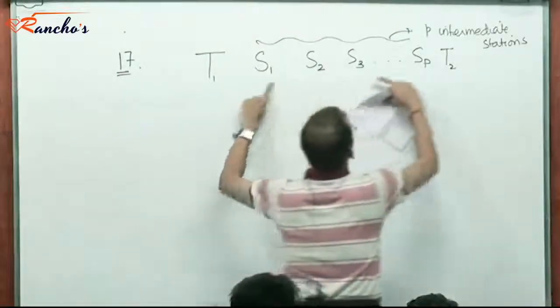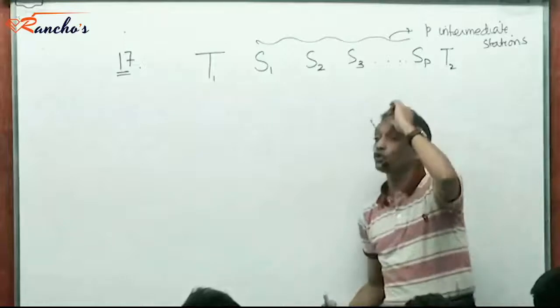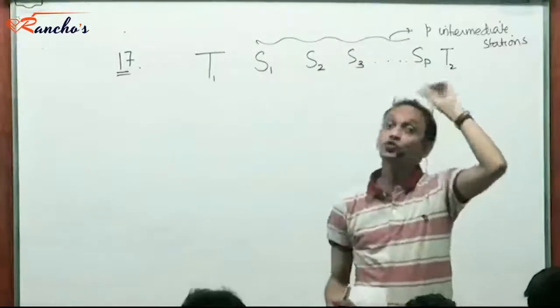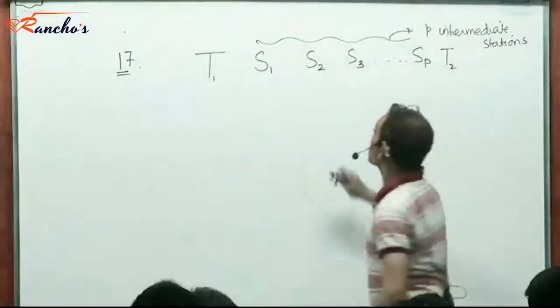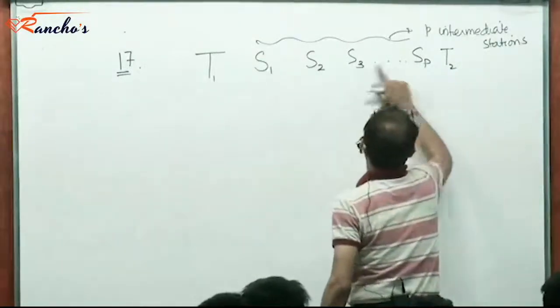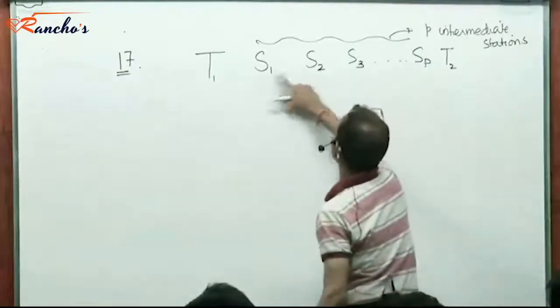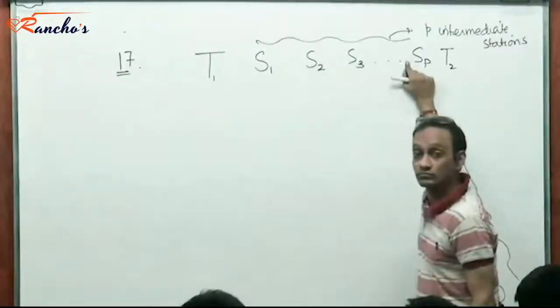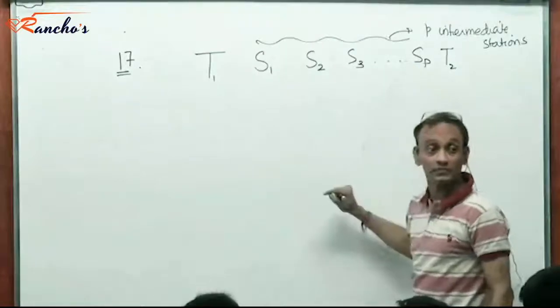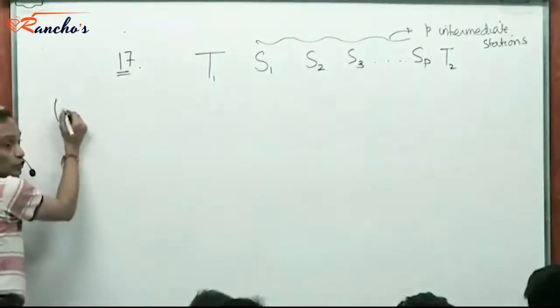These are P intermediate stations, and you want a train to stop at 3 of the stations such that no 2 are consecutive. That means one could have S1, S3, S11, for example. But one can't have S1, S2 and S4. No 2 should be consecutive. That's not acceptable, right? I hope you understand this. We want to select 3 stations such that no 2 are consecutive.